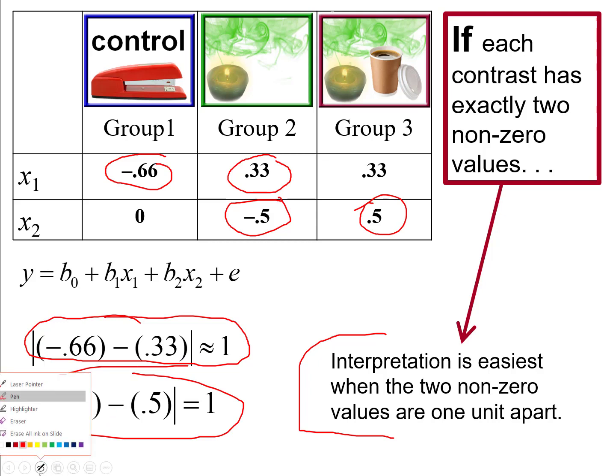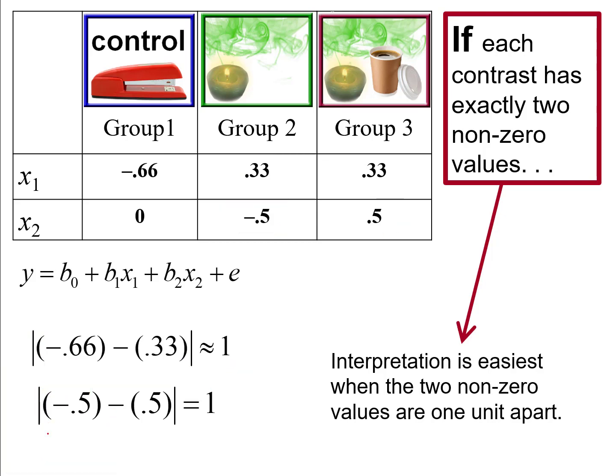This is something that people often don't do when they do orthogonal contrasts, but when you do this, it makes our results a lot easier to interpret. So for this class, I always want us to do this: when we do orthogonal contrasts, we set it so the distance between the two non-zero values we use in our contrast is always 1 unit.